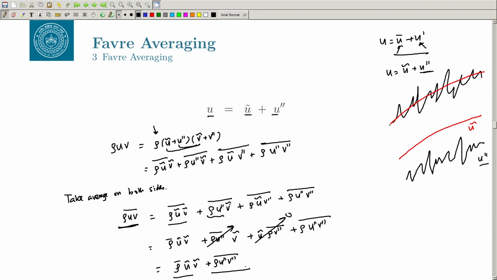We can use this relation and get our derivable RANS equations for the momentum as well as the RANS equation for the energy. So, we will do that in the next class.